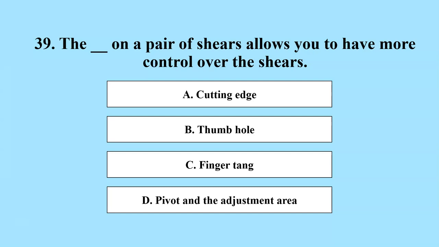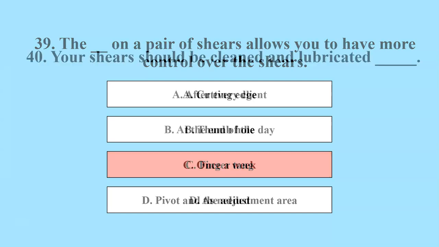The blank on a pair of shears allows you to have more control over the shears. Cutting edge, thumb hole, finger tang, pivot and the adjustment area. If you chose C, finger tang, you are correct.